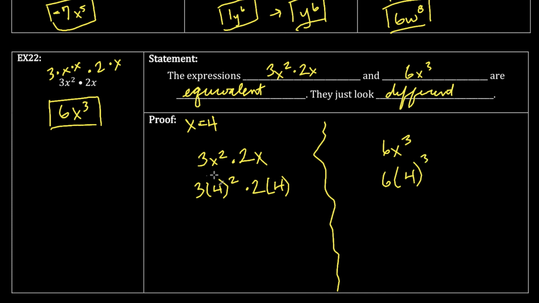So remember, nothing in parentheses, so we should do exponents first. 4 times 4, not 4 times 2. 4 times 4 is 16 times 2 times 4. And then we do multiplication. We may as well just do everything at the same time. 3 times 16 is 48. A positive times a positive is a positive.